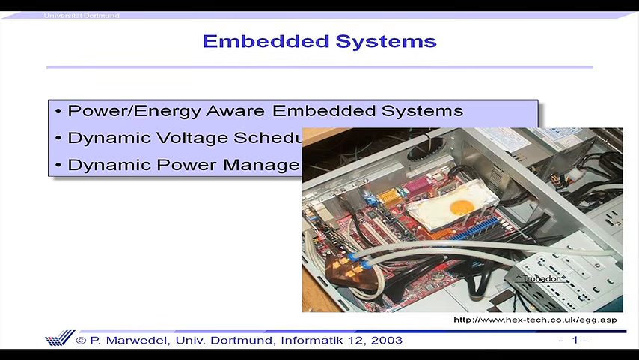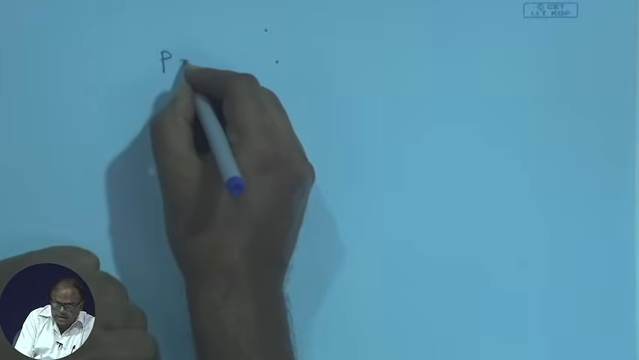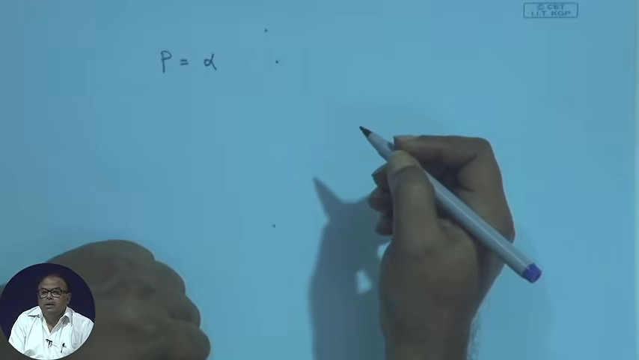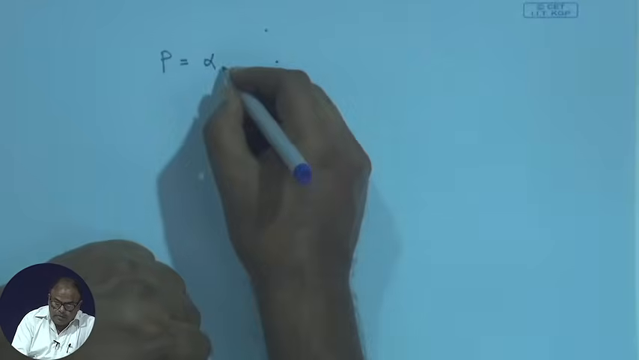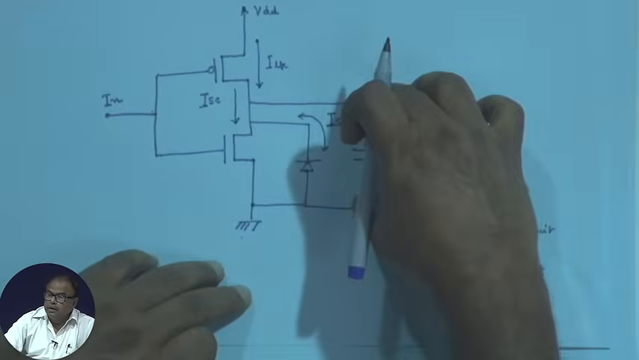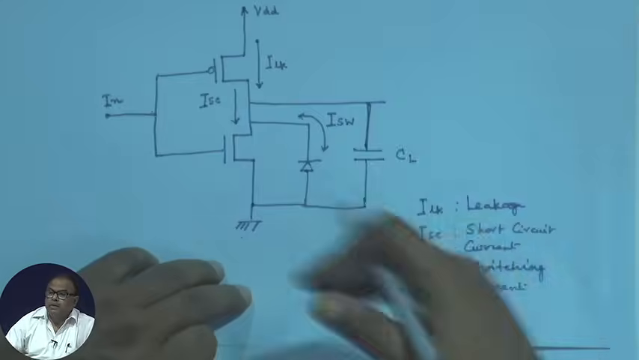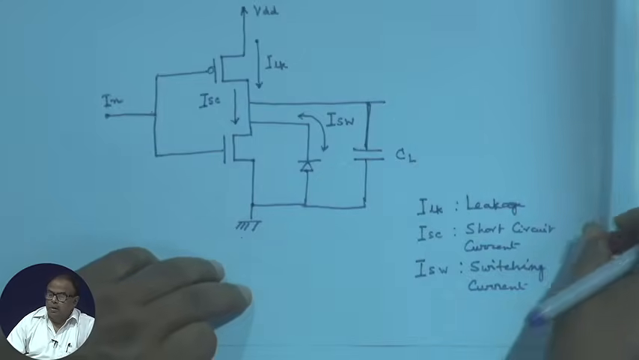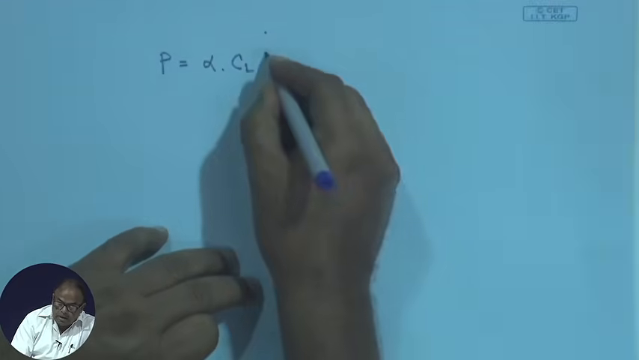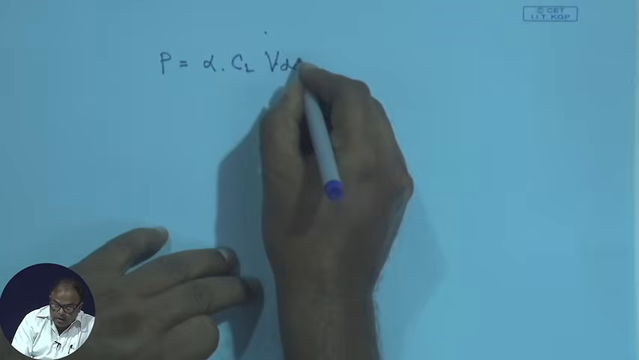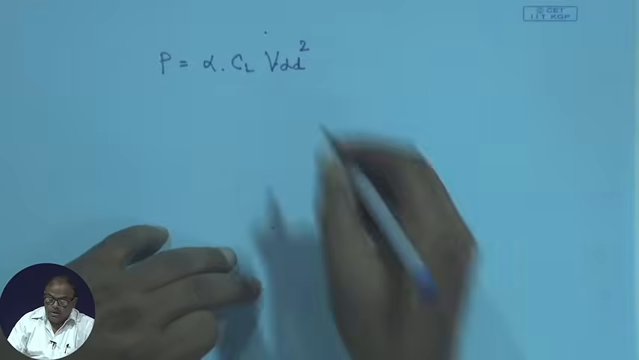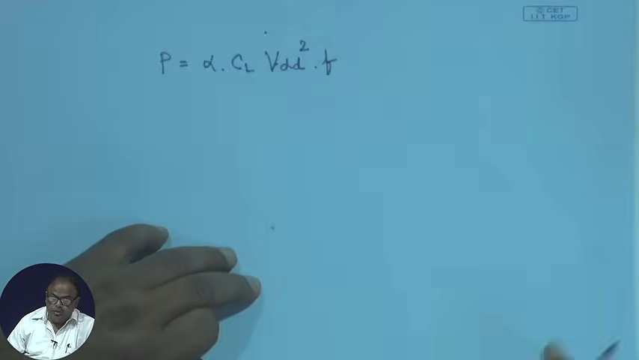We can write that power can be expressed as alpha, which is a coefficient denoting the switching activity, times the load capacitance that we have shown here. As much as the load increases, the power consumption will increase, we have to drive more. The other component is the supply voltage, and it varies as a square of the supply voltage, times the frequency at which we run it.